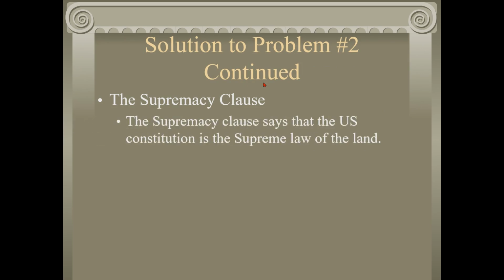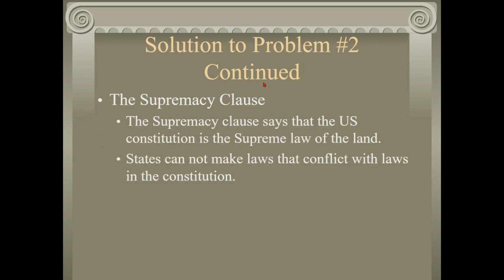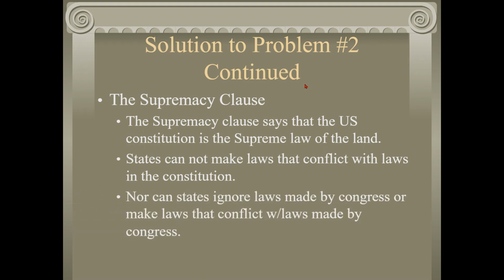The second way we solve the problem of states having more power than the U.S. government is something called the Supremacy Clause. What the Supremacy Clause says is that the Constitution is the supreme law of the land. So if the state of Ohio makes a law and the United States government makes a law, and these two laws conflict with each other, the U.S. government wins. Right? So what the Supremacy Clause says is that, yeah, states can make laws on their own, but at the end of the day, if Congress makes a law, states cannot make a law that conflicts with a national law, and they can't ignore laws made by Congress.